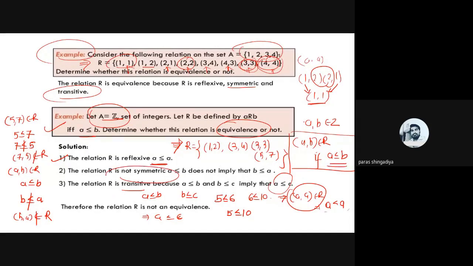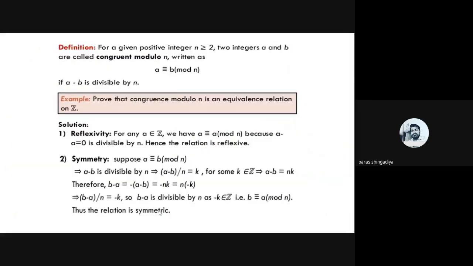And here one of the conditions is not proved, the symmetric condition. So therefore we can say that it is not an equivalence relation. Clear? If all three conditions are proved, then we can say it is an equivalence relation. Clear? If any of these conditions is not proved for any value, then it is not an equivalence relation. Okay.